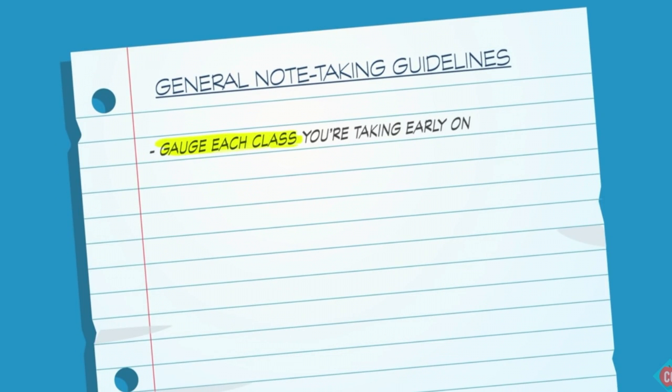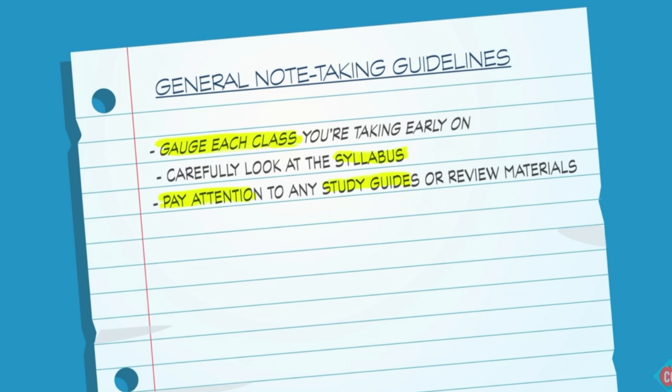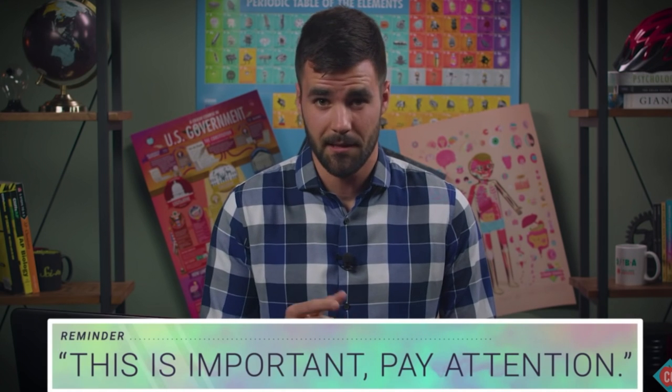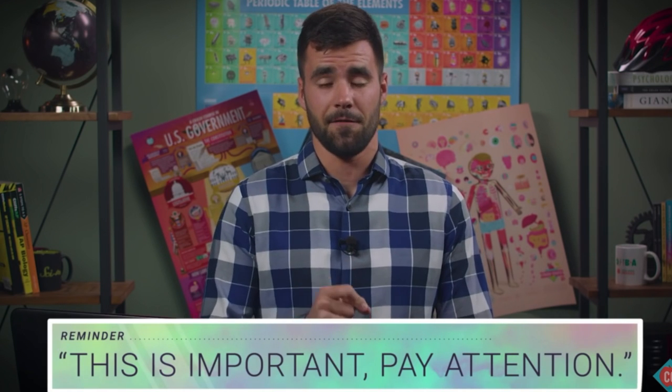First and foremost, gauge each class you're taking early on. Carefully look at the syllabus, pay attention to any study guides or review materials you can get your hands on, and make mental notes about different types of questions you see on early quizzes and tests. Additionally, anytime you hear your professor say something like, "This is important, pay attention," in lecture, that's a cue to take extra careful notes. A lot of my friends in school thought it was a cue to take a nap, but they were wrong.